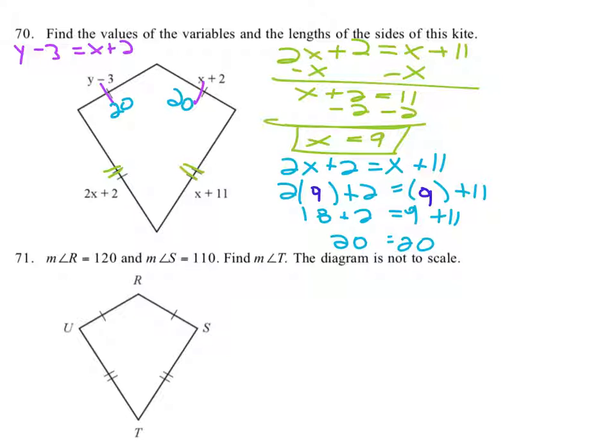Yeah? And now, up here at the top, we already know that we found here what x is. Okay? So for y minus 3 up here, we're going to say y minus 3 equals parentheses 9 plus 2. Or y minus 3 equals 11, plus 3 plus 3. Y equals 14.